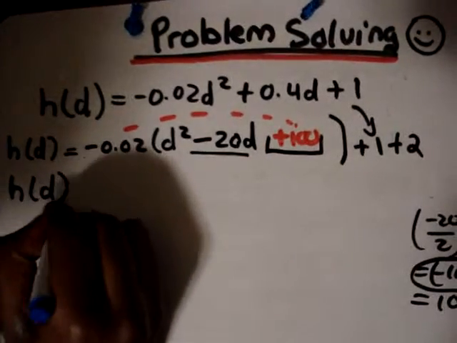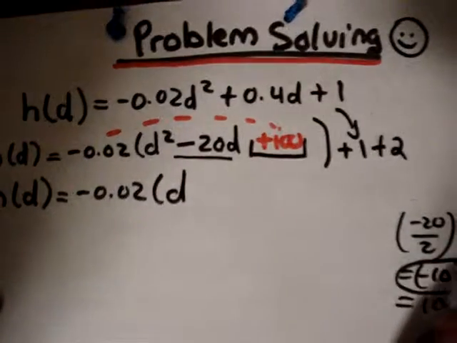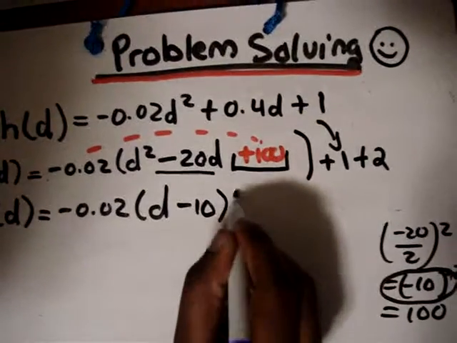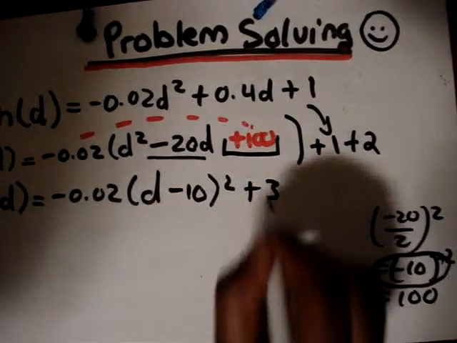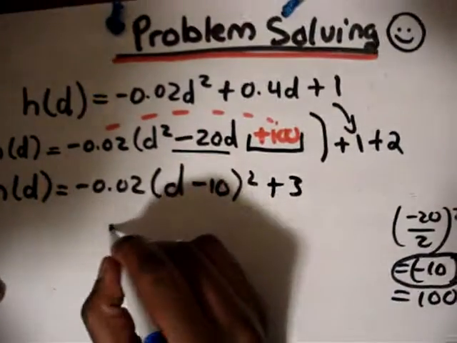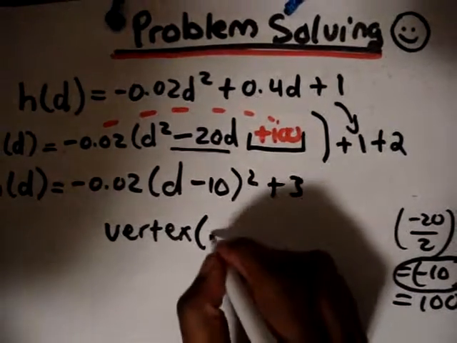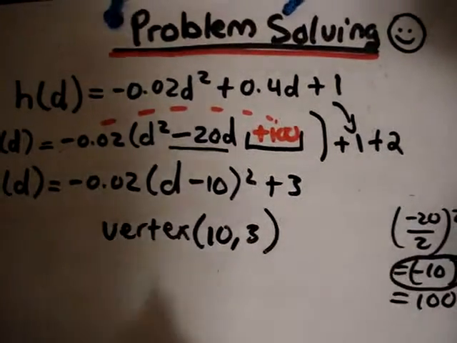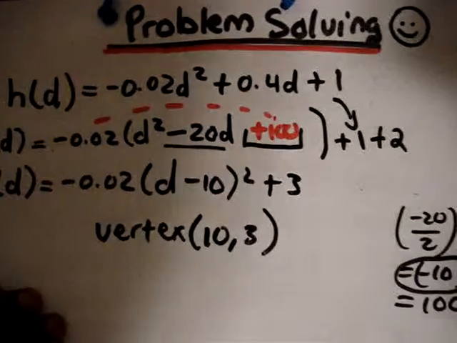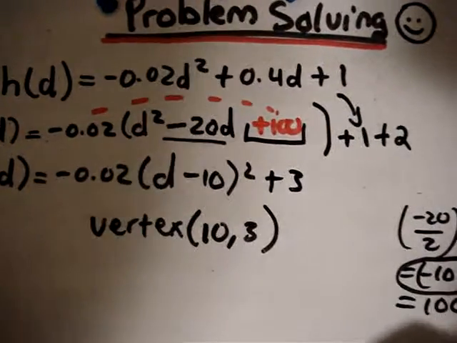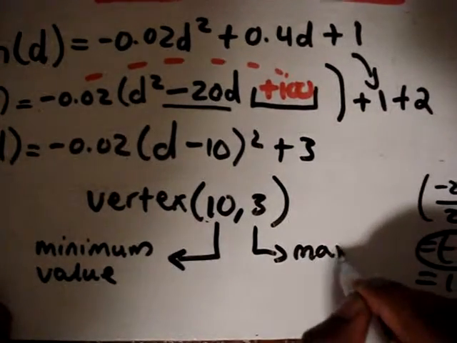You say h at d is equal to negative 0.02 d, and you use this value, negative 10 squared. And all you do is take 1, add it with 2, and you get plus 3. And then what you do is write your vertex, which is negative 10, but you have to flip that, remember? So it's 10 and 3. Now the question says, what is the maximum height of the frisbee? So the good thing about vertex form, it tells you the maximum height and the minimum height. Minimum value, I mean your maximum, and this value of your vertex will tell you the maximum value.